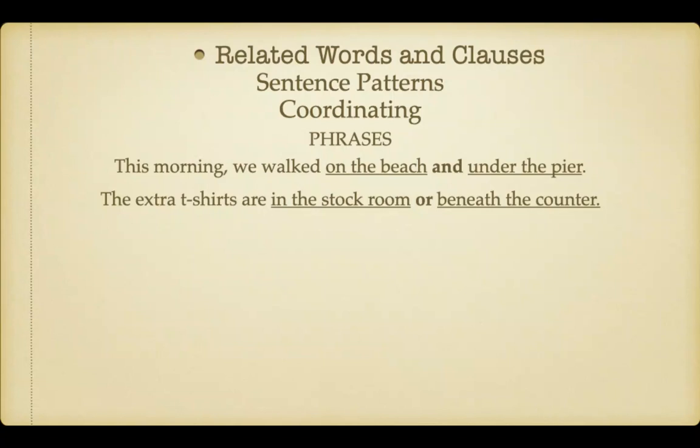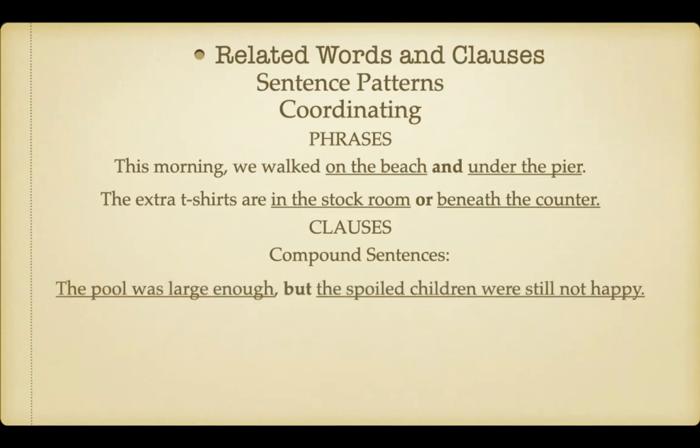Finally, coordinating conjunctions can join two or more independent clauses to form a compound sentence. Remember, a compound sentence is a sentence pattern in which two independent clauses are connected by a comma and a coordinating conjunction. The pool was large enough, but the spoiled children were still not happy. In this example, the independent clause, the pool was large enough, is joined to the independent clause, the spoiled children were still not happy, by the coordinating conjunction, but.